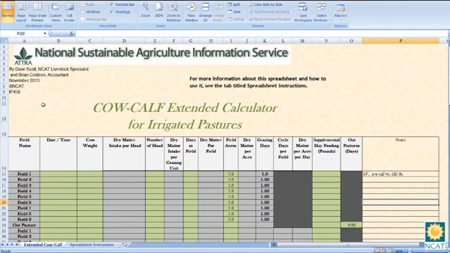The calculator also calculates dry matter production per acre per day. This can be helpful in the future for determining stocking rates with different classes and sizes of animals. In addition, the calculator will total dry matter production, out-pasture days, and any supplemental feeding.